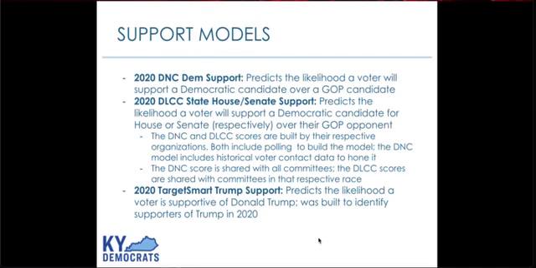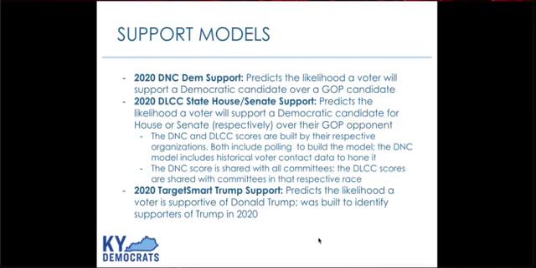The one thing that differentiates the DNC score from the DLCC's and other scores is it does pull in VoteBuilder survey data to help hone the model. The DNC score is shared with all committees, all candidates, whether you're running for Congress, State House, State Senate, or a local race. The DLCC score is shared with folks in their respective races. So folks for State House get the State House score. Folks for State Senate get the State Senate score. That way they can use that model in respect to the race they are running.